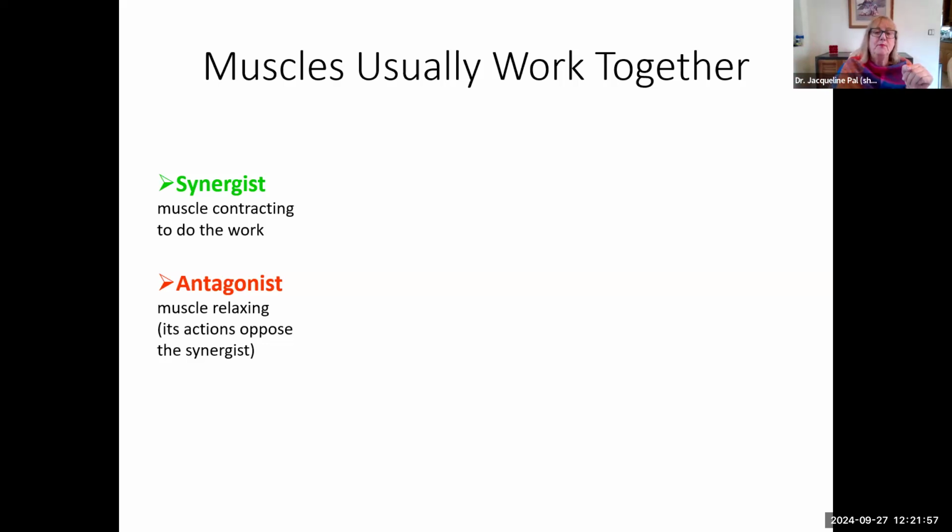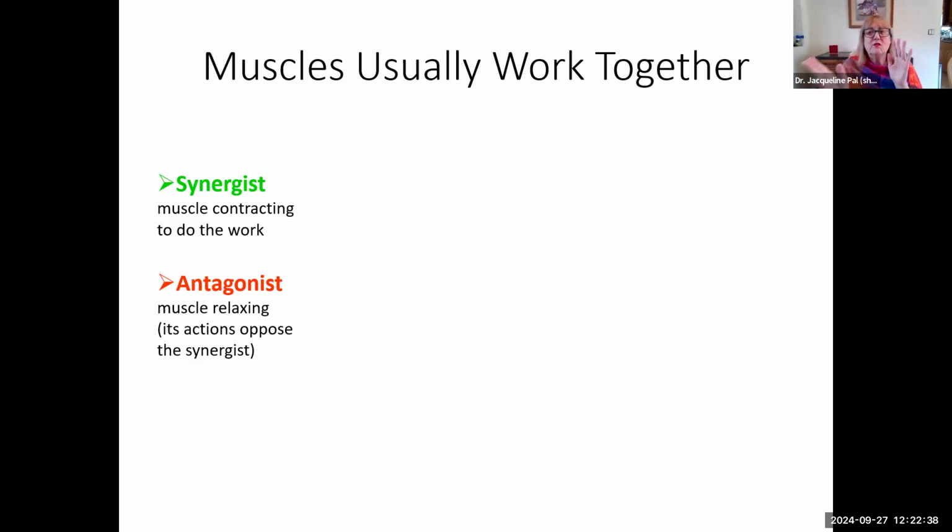So, for example, if the biceps brachii up here is contracting with elbow flexion, that means the triceps, the antagonist, has to relax. But if I want to push the car, I want to extend my elbow. That is making the triceps brachii the synergist. It's contracting to do the work. That means the biceps has become the antagonist. It has to relax. Okay. You know it's relaxed because if it was contracted, it would flex. So it has to relax to extend.